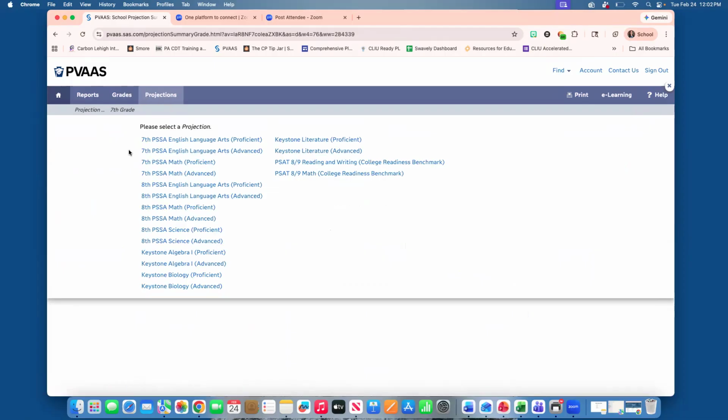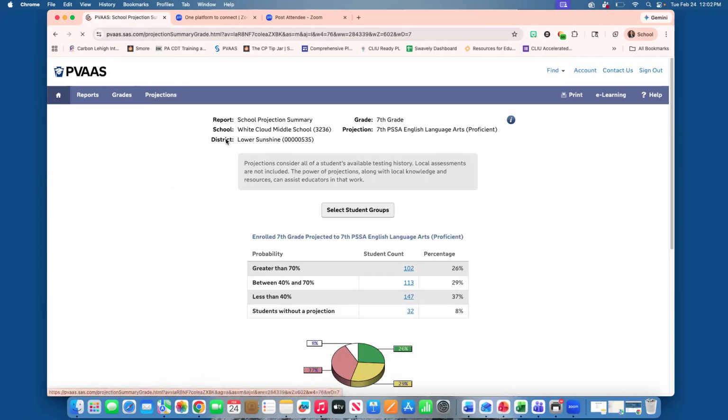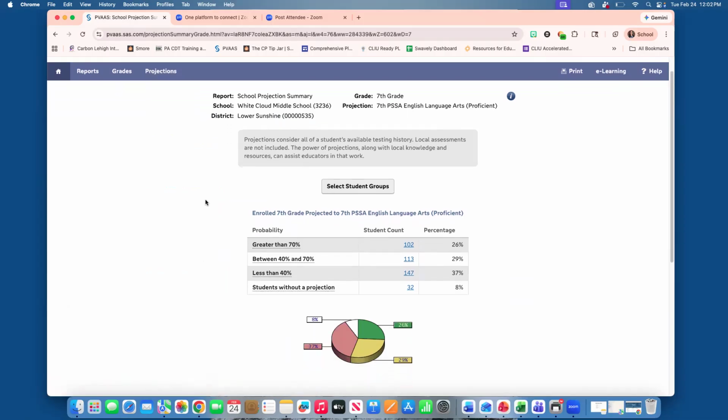When I come here, you'll see a select a projection. I always go to proficient because I want to really see which of my students are projected to score at least proficient on the PSSA or Keystone. So I'm going to click here. It's going to take me to a report that looks like this.